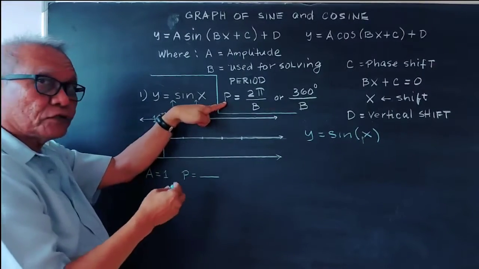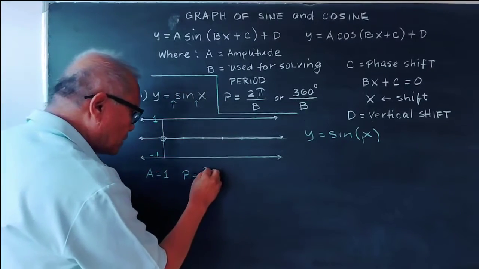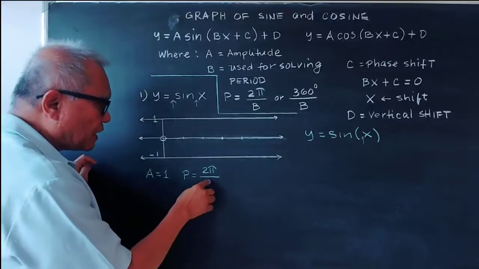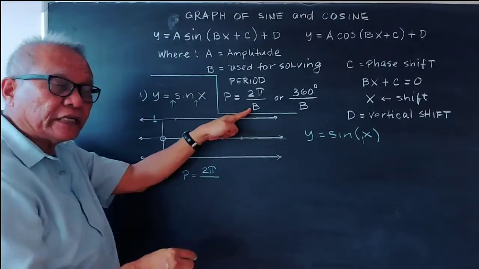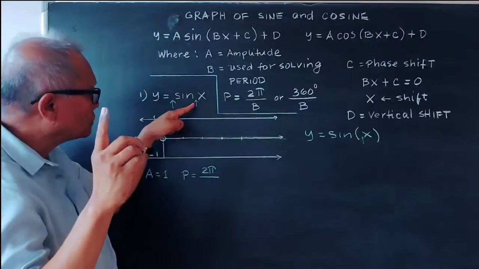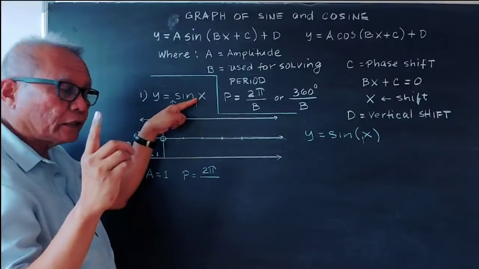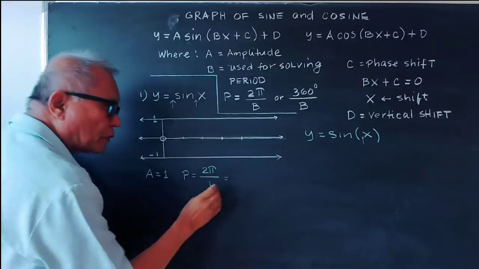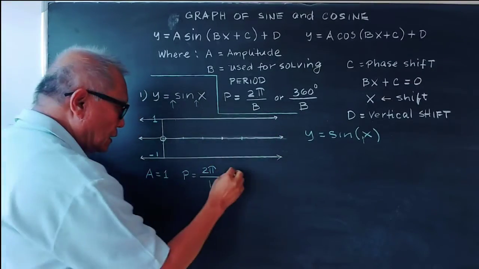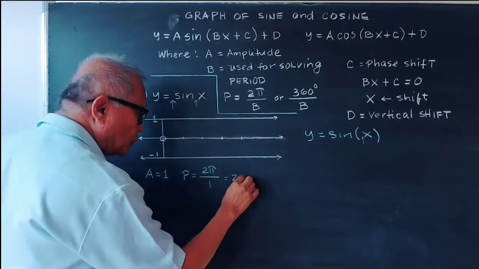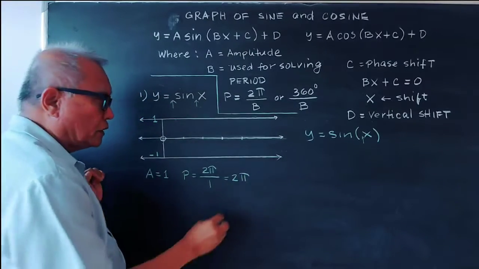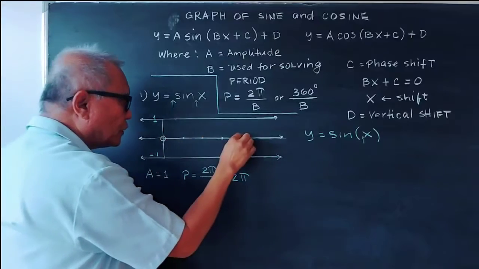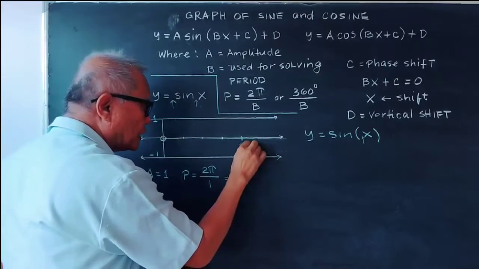So if we are going to use the regions, this one is 2 pi, and then we divide it by b. But our b is 1 because there is no number here. So our b is 1. Therefore, our period, the whole period, is equal to 2 pi. So, one period from here up to here is 2 pi.